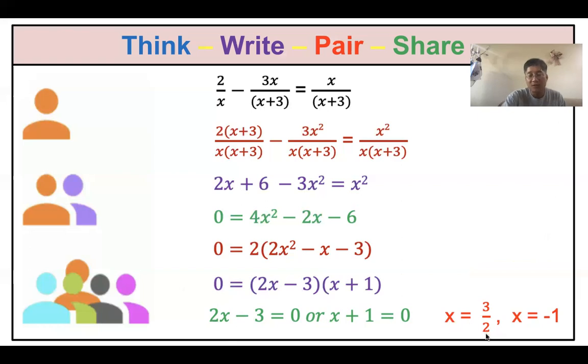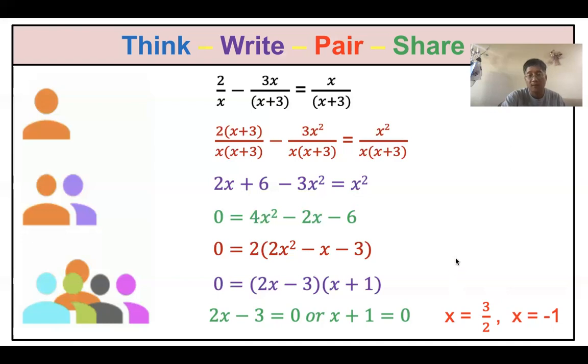Are there any extraneous solutions? x cannot be 0, x cannot be negative 3. You should check it, all right? Look at the denominator. If you wrote it down, it's easier, right? But now we don't see in these two solutions any 0 or negative 3. Then we finalize they are the solutions, proper solutions. So you don't need to reject anything.